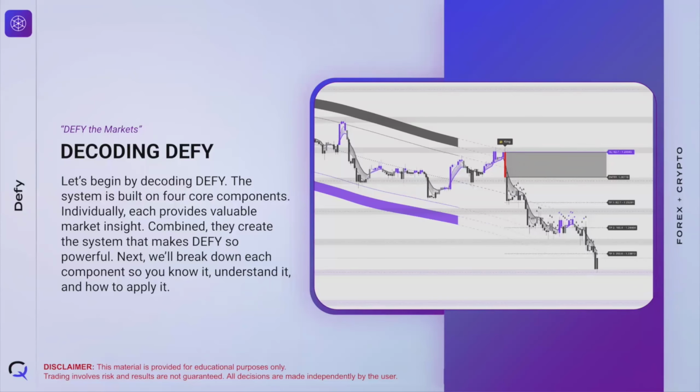So, decoding DeFi. Let's begin by decoding DeFi, right? The system is built on 4 core components. Individually, they each provide valuable market insight, but combined, they create the system that makes the DeFi strategy so powerful and so sought after. Next, we're going to break down the components so you know it, you understand it, and how to apply it. So let's begin with the 4 DeFi core components.